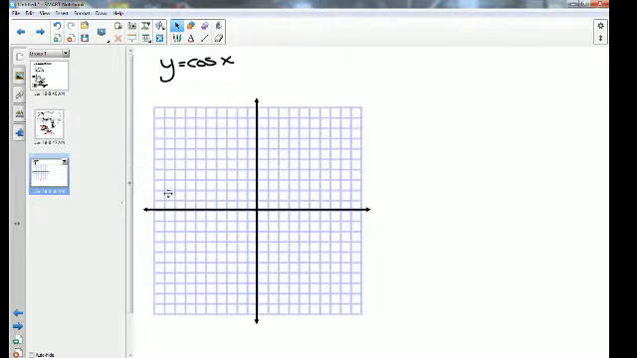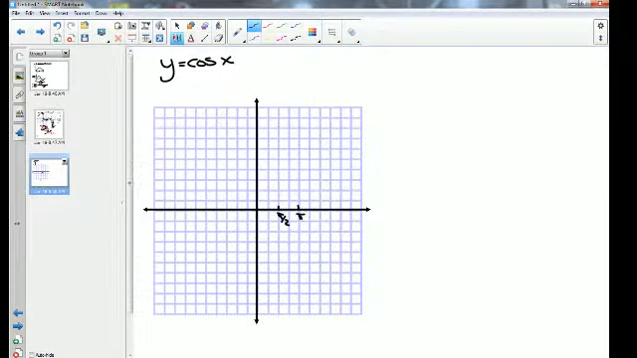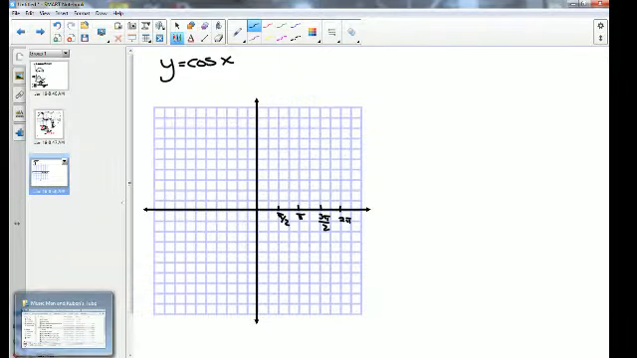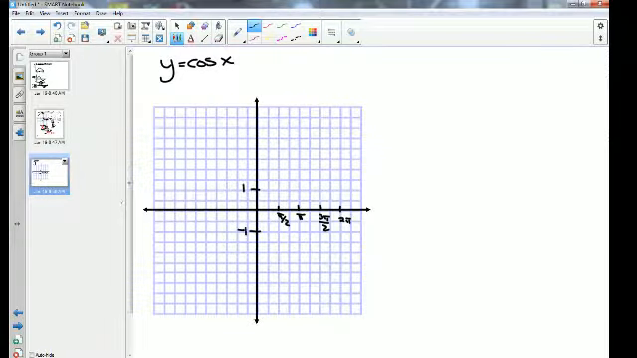Okay, again, same setup. They have the same period, 2 pi units. They cycle in the same manner. We'll just go, again, same amplitude. Okay.